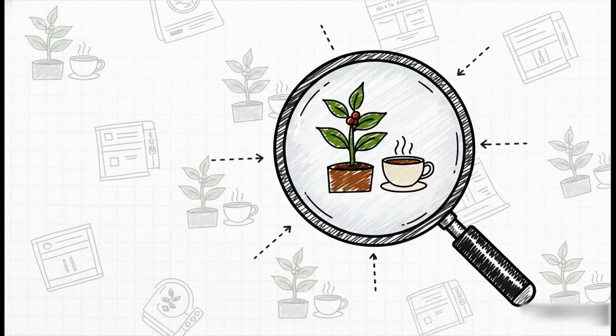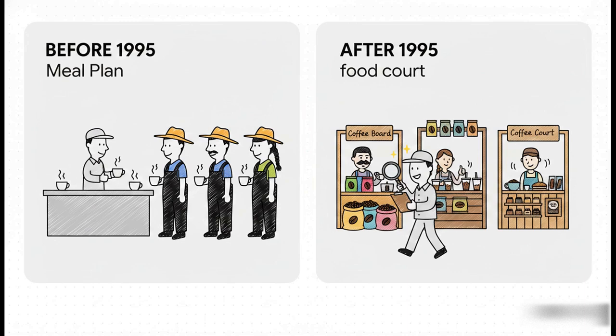To really get a feel for how big this transformation was in practice, let's just zoom in on one of these institutions, the Coffee Board. It's actually a perfect little mini-story of this whole entire shift. Okay, think of it this way. Before 1995, the Coffee Board was kind of like a mandatory university meal plan. Every student, or in this case, every coffee grower, had to go through them. They set the menu, they set the price, that was it.